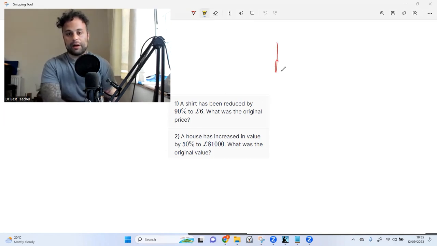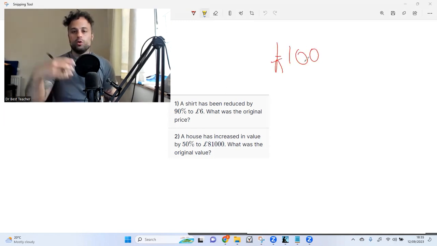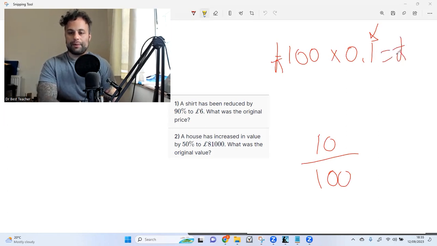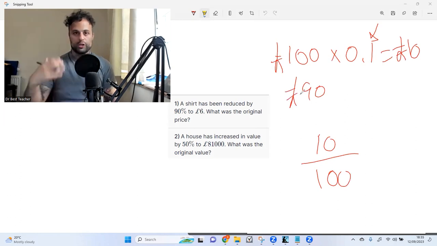Let's say I had £100 and I lose 10% of it. So I lose 10% of £100. 0.1 is what 10% is as a decimal, because you just do 10 divided by 100, which gives you 0.1. So if I lose 10%, I'm going to lose £10. So at the end, I'm going to have £90. That is what usually people do.